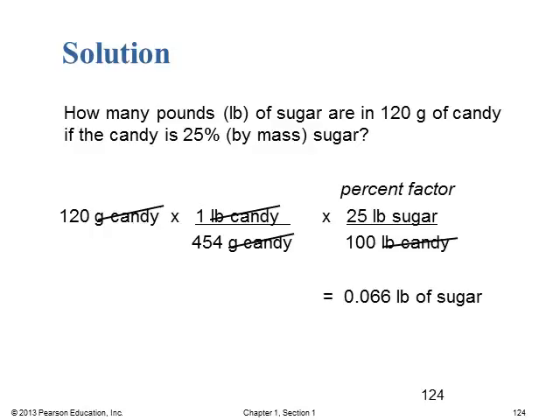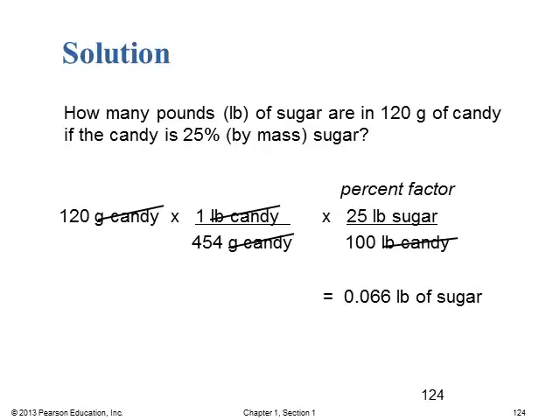So here we see that we have a total mass of candy of 120 grams of candy, and so we can then do the conversion of convert grams to pounds, and then we can use the conversion factor of 1 pound is equal to 454 grams, and so we want to make sure our grams cancel out, so we put the grams on the bottom there, and then we can use our percent factor. We have pounds of sugar over pounds of candy.